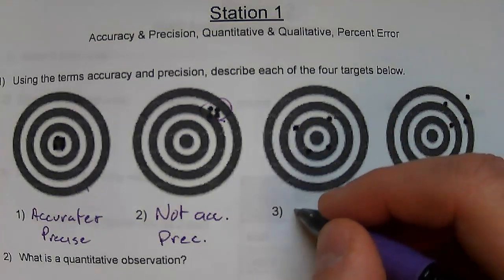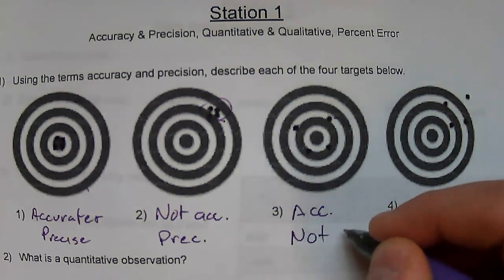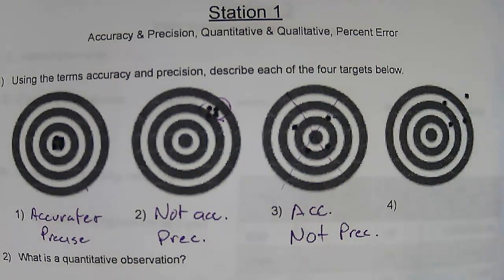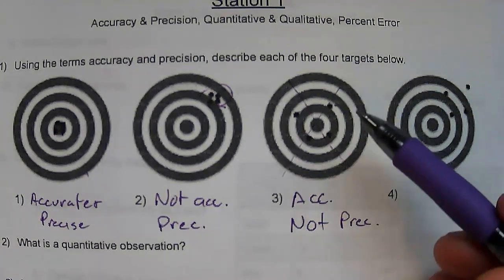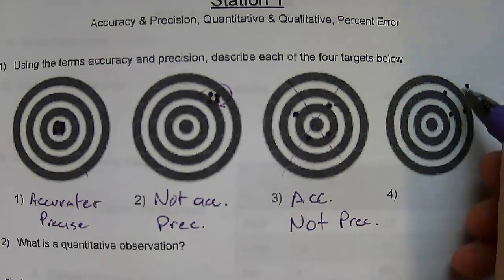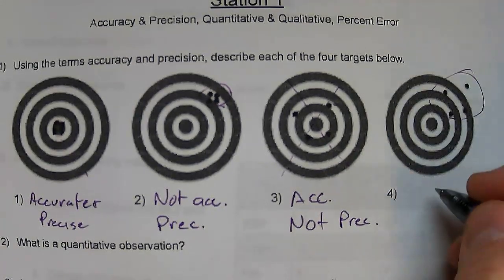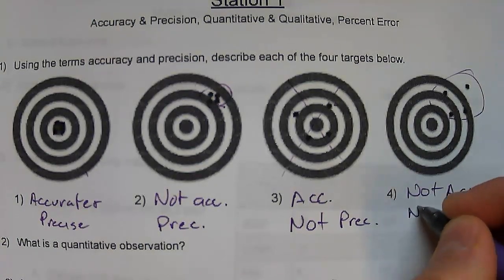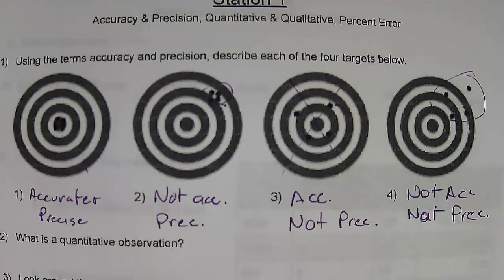Now here, 1, 2, 3, 4. So this is, again, accurate, but this is not precise. You're not going to see this anywhere on the test, but I copied this from the notes. Now the 4 dots are over here. So this is not accurate and not precise.